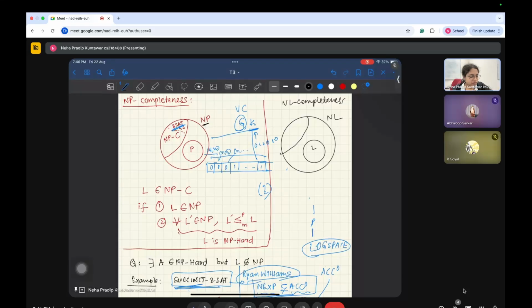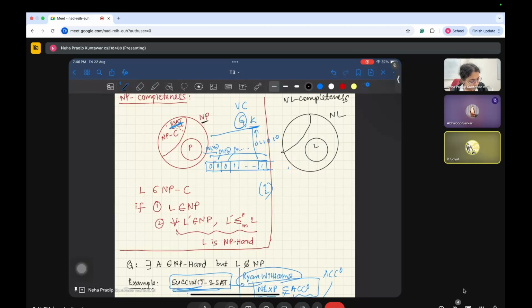So how do we define NL completeness? When do you say a language is NL complete? If the language itself is an element of NL, and all the languages in NL should be space-wise reducible to that language, where the reduction should be the log space reduction instead of the polynomial time reduction. Exactly. So we say that A is NL complete if first of all it is in NL, and secondly if for all A prime in NL, A prime reduces to A.